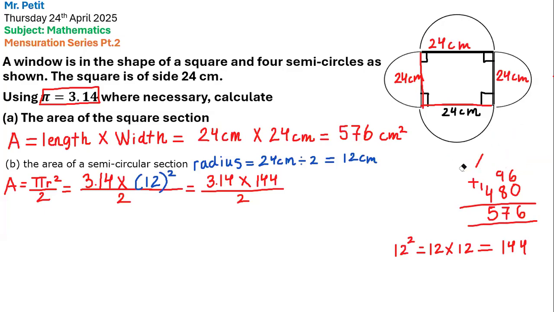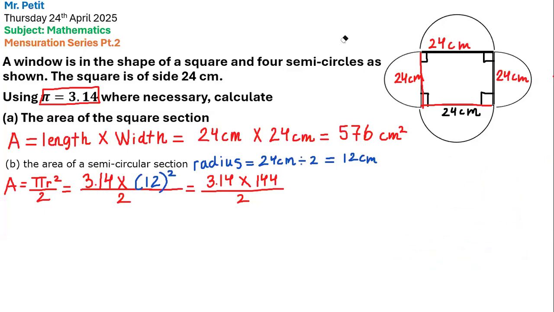452.16. Oh, you already multiplied it? Yes, sir. I already got my final answer. Really? Me too. Wow, that's incredible. You know, just for that. 144 times 3.14. Love the paint.